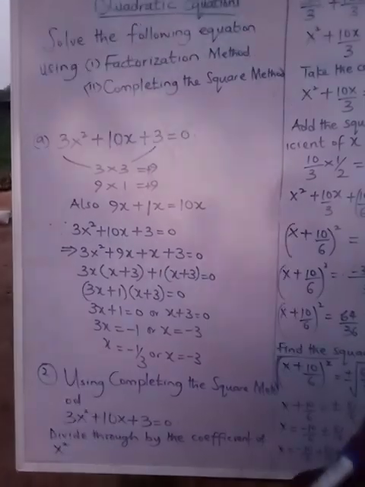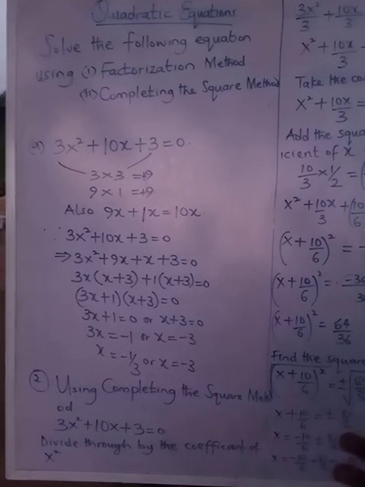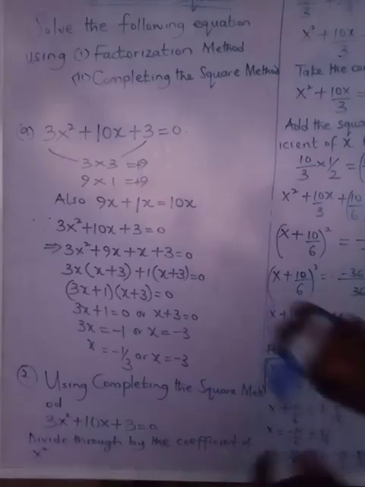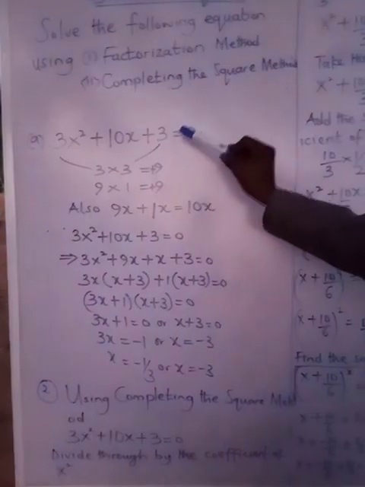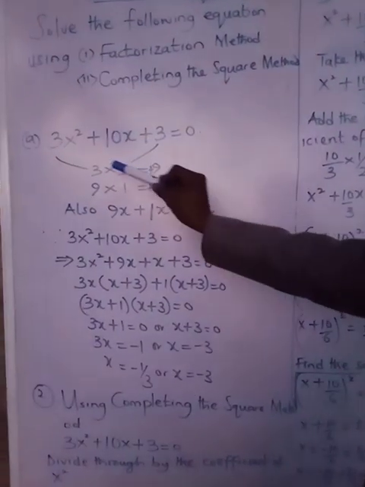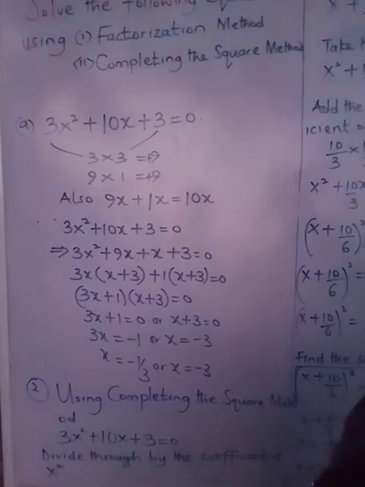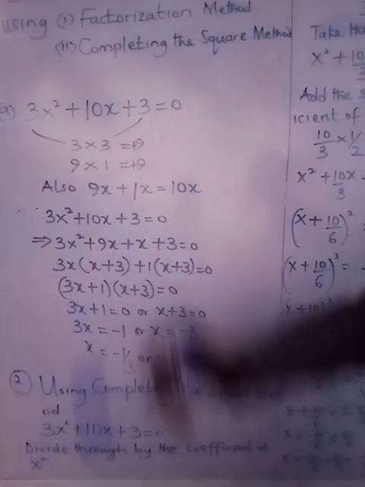We have an example here. We have to solve 3x squared plus 10x plus 3 equals 0. Now the first thing is to consider the coefficient of x squared. That's 3. Bring it there. The constant, bring it. When you multiply it, you get plus 9. Then what other factors of plus 9 do we have? 9 times 1 also gives plus 9.